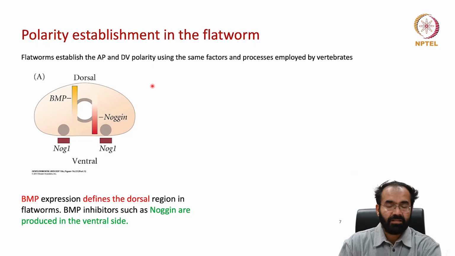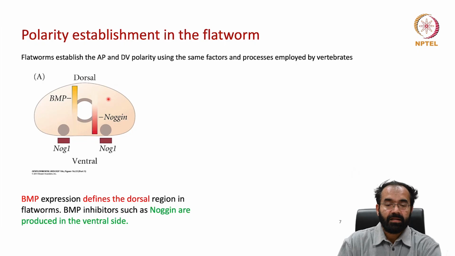So two polarities are predominant, anterior-posterior and dorsoventral polarity, using the same factors and processes employed by the vertebrates. Although the planaria is an invertebrate, one of the primitive lines of individuals, they follow the same strategy, same logic with which a vertebrate establishes its anterior-posterior and dorsoventral polarity. This is something very interesting.